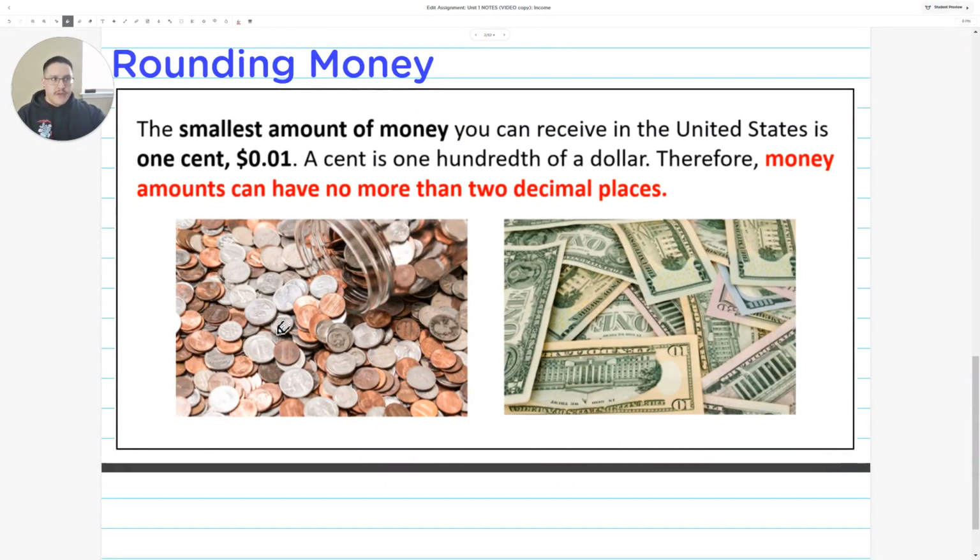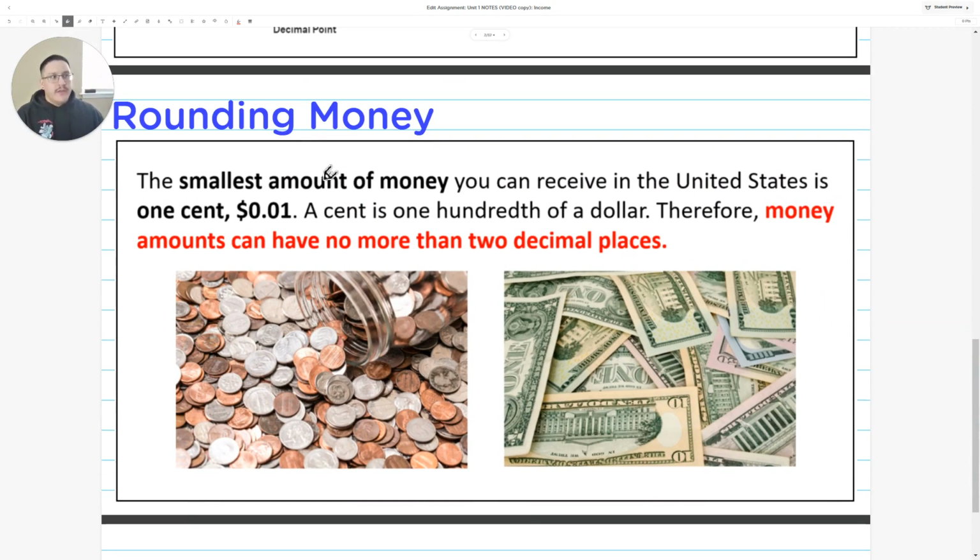And again, I just briefly touched on this, but for rounding money, the smallest amount of money you can receive in the United States is 1 cent, 0.01, which is in the hundredths place. A cent is 1/100th of a dollar. Therefore, money amounts can have no more than 2 decimal places. Very important in terms of talking about money. If we have 3 decimal places, even if it doesn't tell you to round it, if we're talking about money, we're always going to round to 2 decimal places, unless otherwise stated.